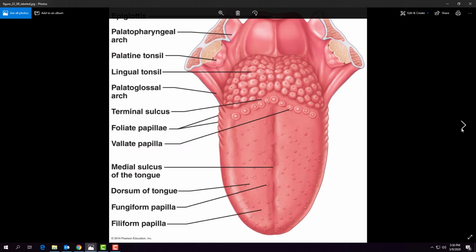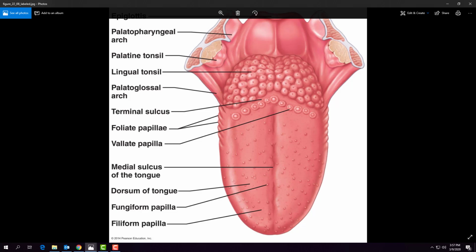We have 3 sets of bumps on your tongue. We have filiform, which are the tiniest ones of all. It just looks like a carpet on your tongue. Then we have the fungiform papillae, which are a little bit bigger bumps on your tongue. And then we have the vallate, or circumvallate, papillae in the back of your tongue, forming a ring along the back of your tongue.